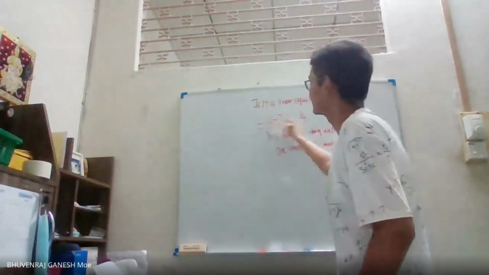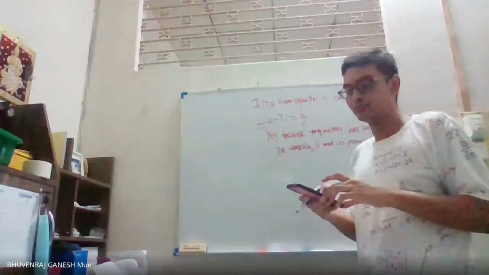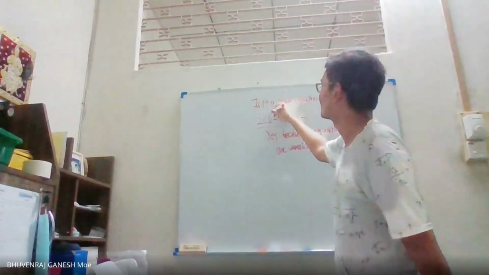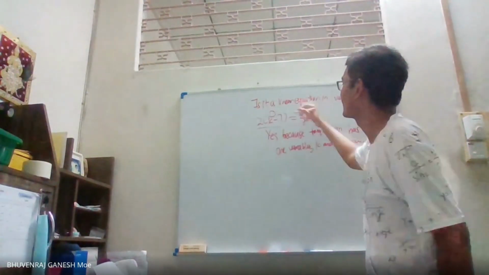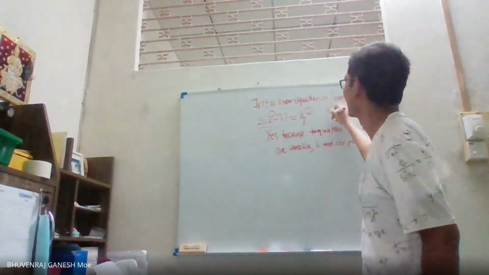Based on this equation, Ishan, what is the power? One. Yeah, because power 1. They don't write anything on top here, it means it's power 1. If it's just k over 3 like that, it means it's actually k power 1 over 3.